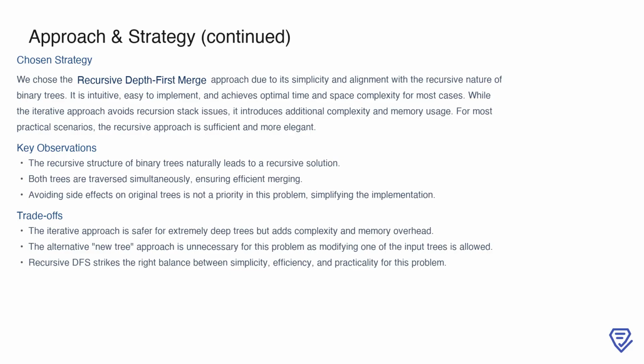Key observations include the fact that the recursive nature of binary trees makes this approach both elegant and intuitive. By traversing both trees simultaneously, we ensure efficient merging without unnecessary overhead. Additionally, avoiding side effects on the original trees is not a requirement for this problem, which simplifies the implementation further. While iterative or alternative approaches may be better suited to specific edge cases, the recursive depth-first strategy is the most practical and effective solution for this particular problem.